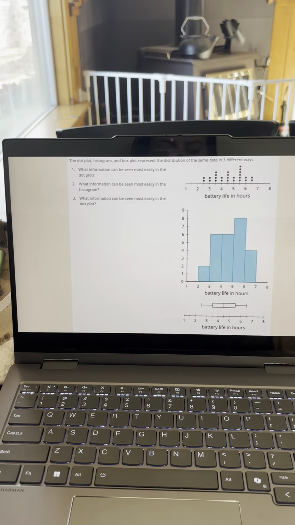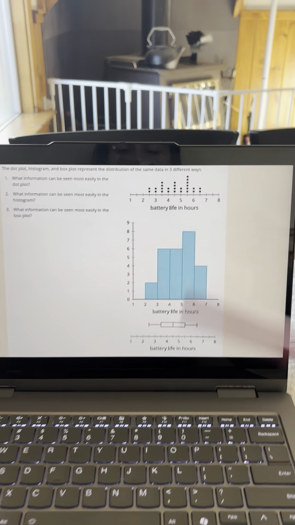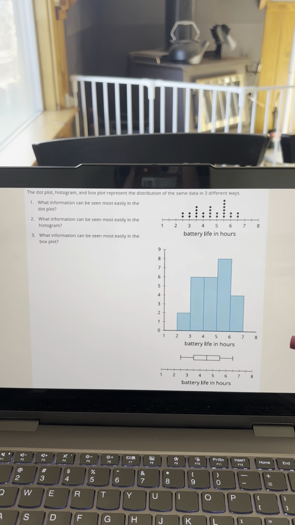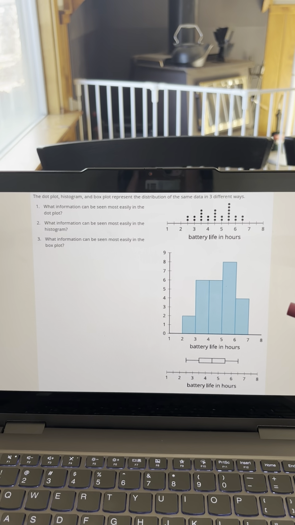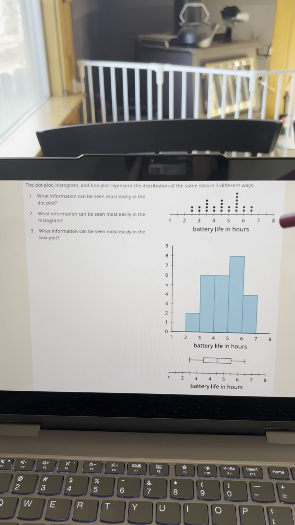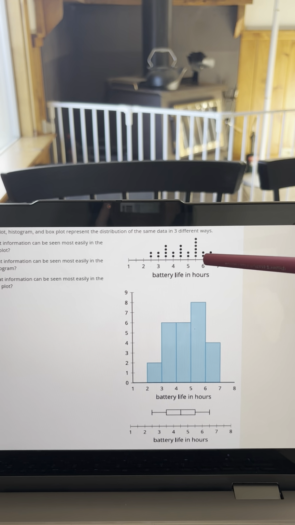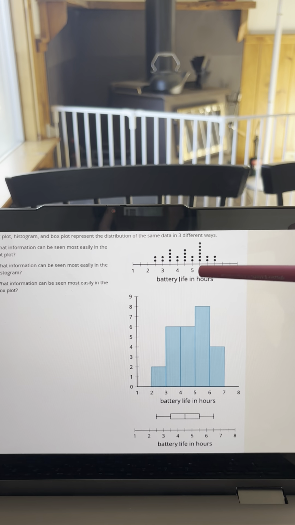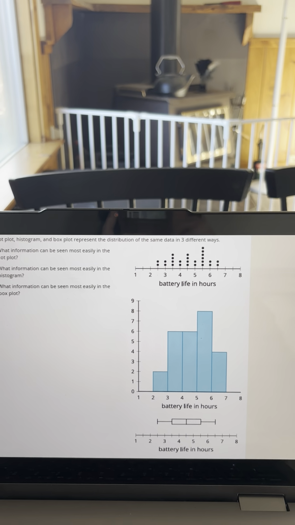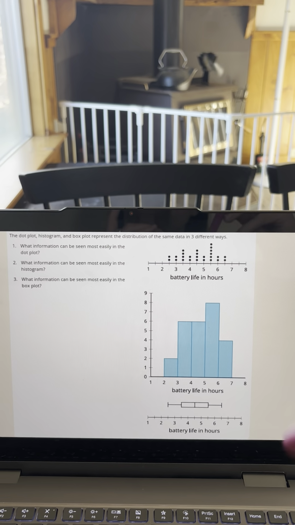We kind of compared these 3 battery life charts again, and we talked about what information can be seen most easily in the dot plot. We talked about how the dot plot represents every single point. Because, you know, if there's 2 that have 5, we put both those points on there. So a dot plot helps us see every single point.